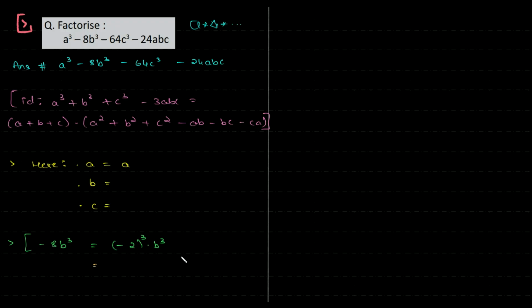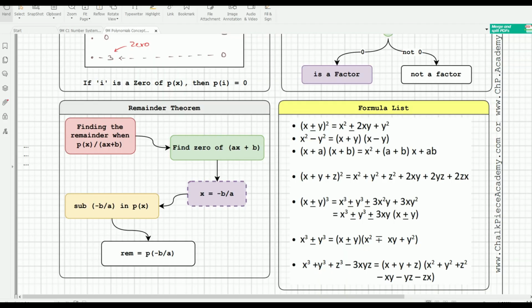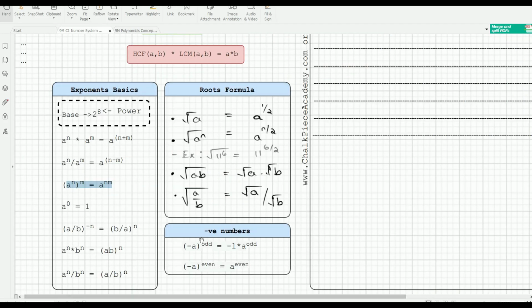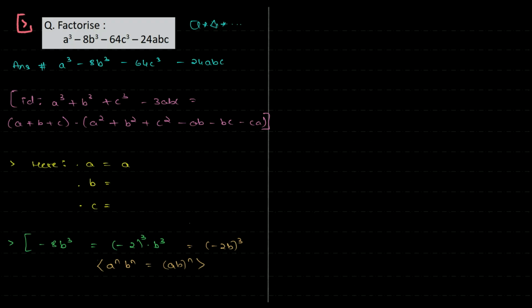And so we have minus 2b the whole cube. Using what? Using the identity, let me write it over here: a to the n times b to the n is ab whole to the power of n. Using this, I'll be able to write this. Agree? All the formulas related to exponents can pretty much be handled with this. Also, minus 1 into a to the power of odd is minus of a whole to the power of odd. That's one of the things that we have used.